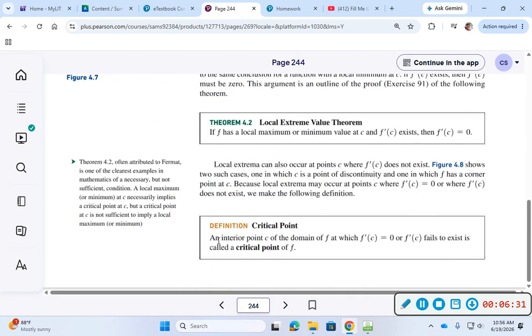And then another thing: an interior point c in the domain of f is a critical point if f prime of c is equal to 0 or f prime of c fails to exist. So this is, again, critical points that are going to show us potential maximum or minimum points.